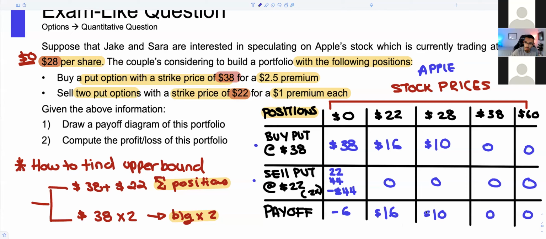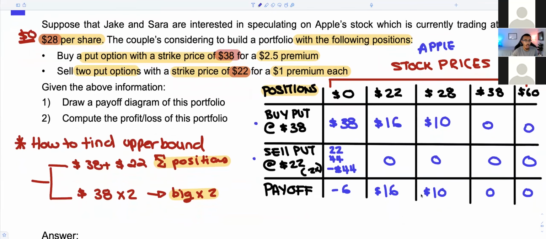So obviously, it seems like the highest point, right? The highest point for our payoff happens when the stock price is $22. That would be the best position, the best place to be when Apple stock is trading at 22 and we would buy and sell our positions. That's when we have the highest payoff.